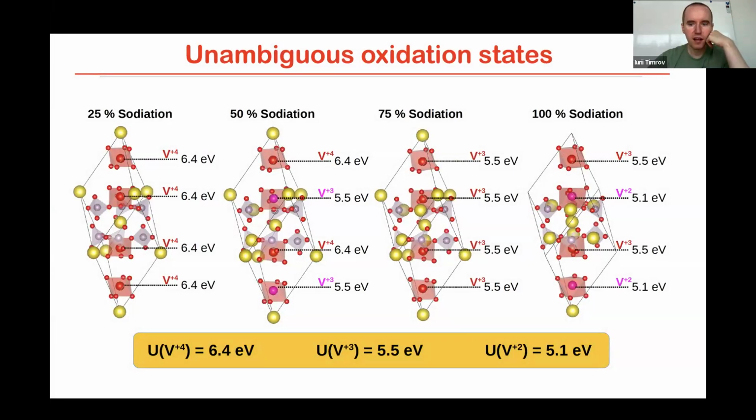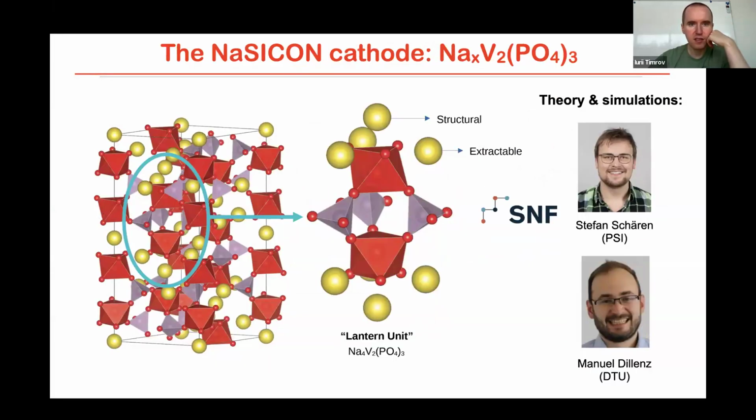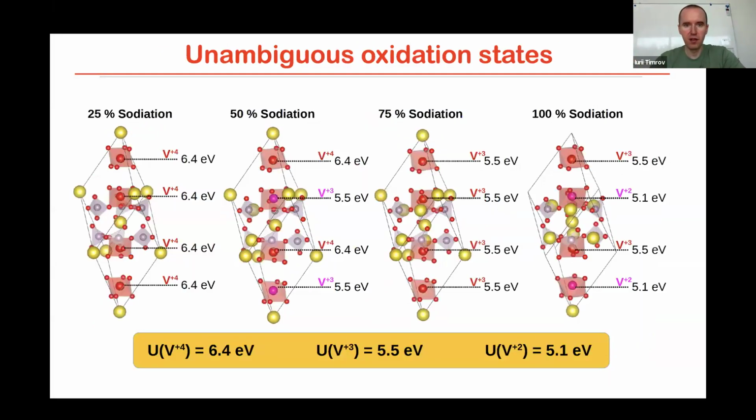So this is a compound. Which compound is this? It's NASICON: sodium, vanadium, phosphorus, oxygen. It's my PhD student Stefan Sharon who is working on it, in collaboration with Manuel Dillens from Denmark, DTU. So in this compound we have vanadium. It's a transition metal element. And vanadium also changes the oxidation state as we remove or add sodium. And this is written in this slide.